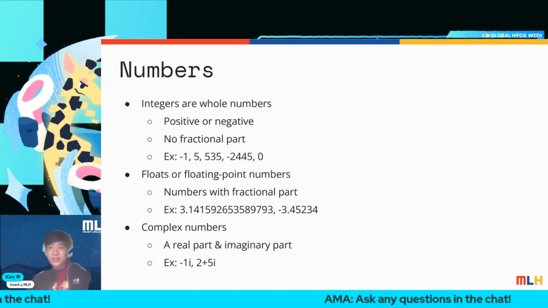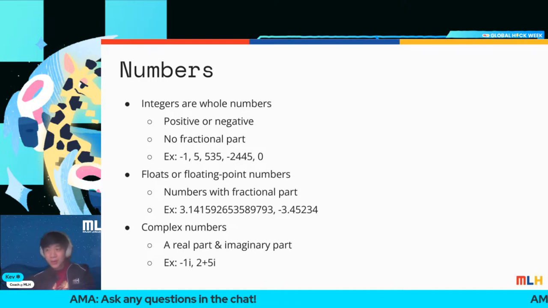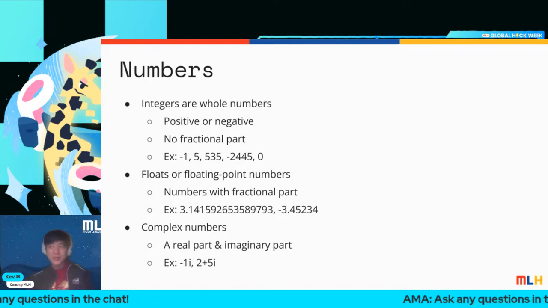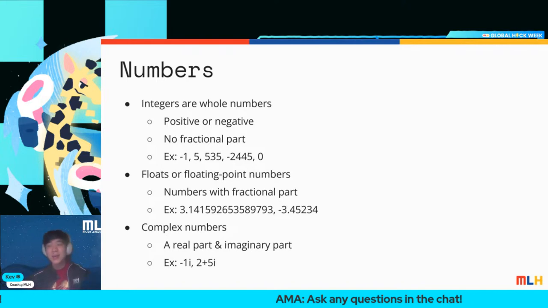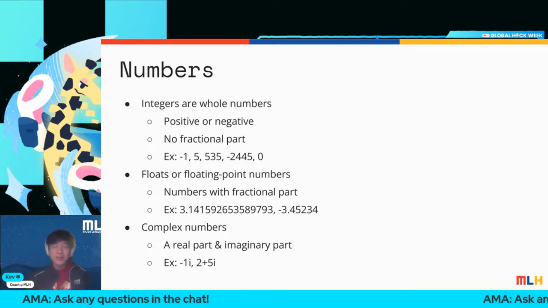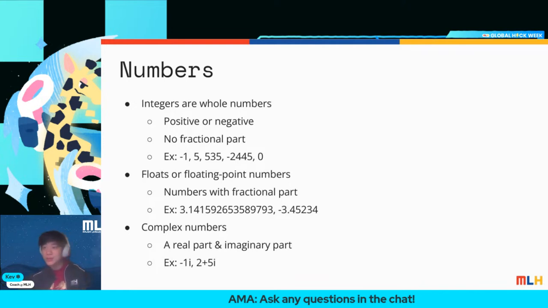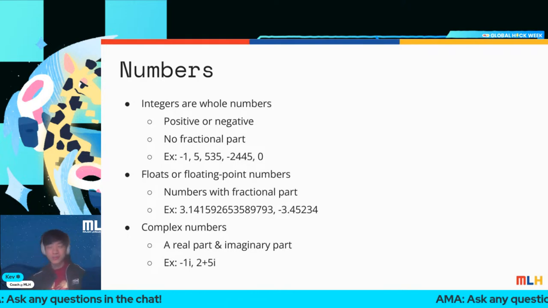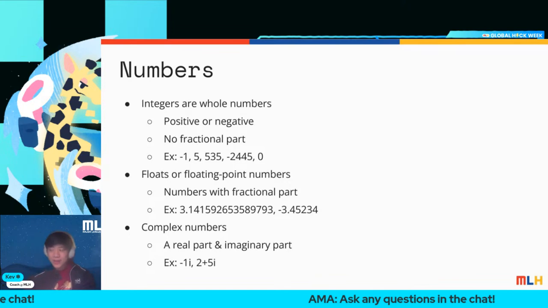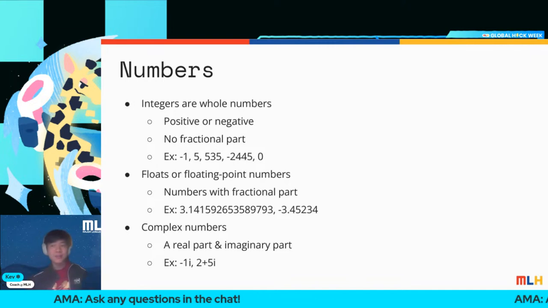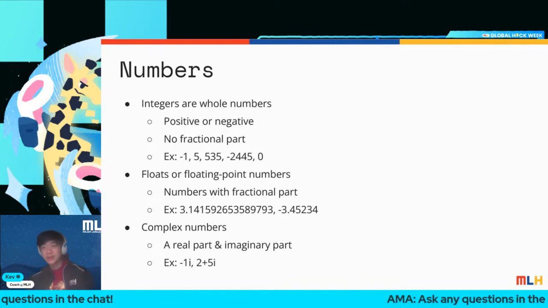After that, we have complex numbers. Yes, these do exist in Python and in many other programming languages. You can count that as a fortunate or unfortunate thing based on how much you like math. If you've done any algebra, you should have been introduced to the idea of imaginary numbers. Complex numbers are numbers with a real part and an imaginary part, for example negative 1i or 2 plus 5i. We're going to go over how they work in Python a bit later, but that is the general understanding of numbers in Python: integers, floats, and complex numbers.